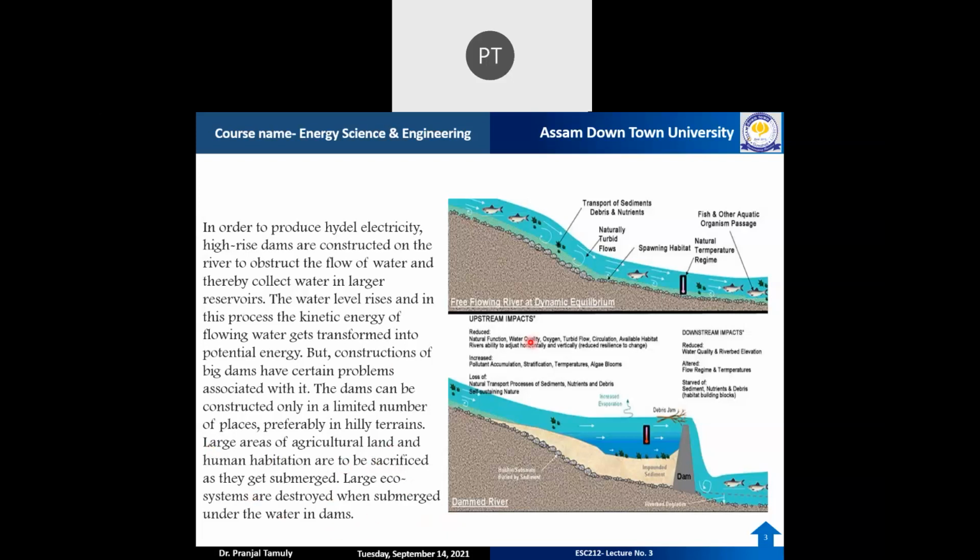What it does is, when we build a dam in a river, the water level rises upstream of the dam. Due to this process, a large area of agricultural land, natural habitat or forest land is submerged underwater. Due to this, the ecological system and the environment get destroyed.